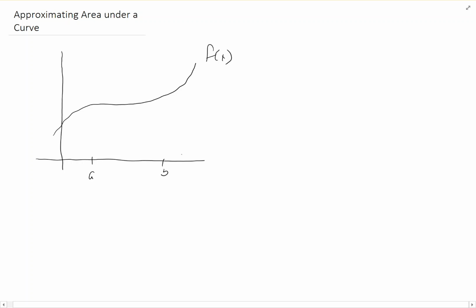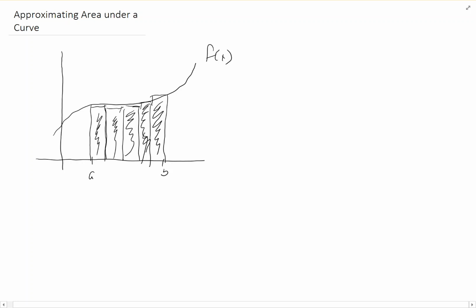And you've got an a and a b, some sort of x coordinates down here. What we're trying to do is find the area underneath this curve. The idea is that we're going to break it up into rectangles. If I divide this up into rectangles, I can find the area of each rectangle and add up the areas of those rectangles, and that'll give me an approximation of the area underneath the curve, depending on how you want to do it.